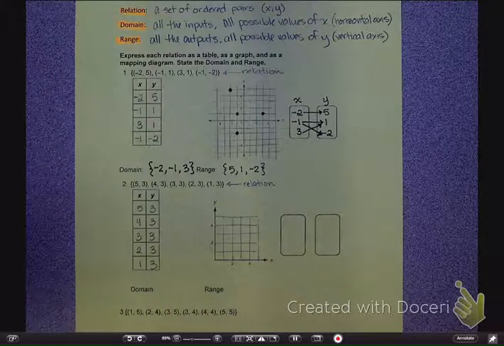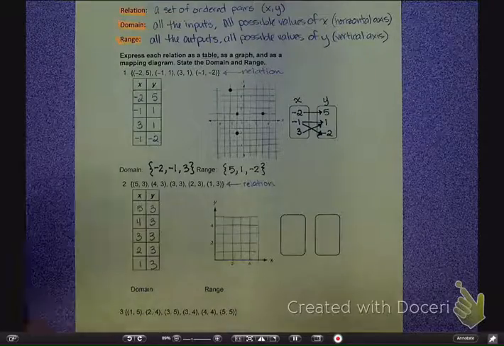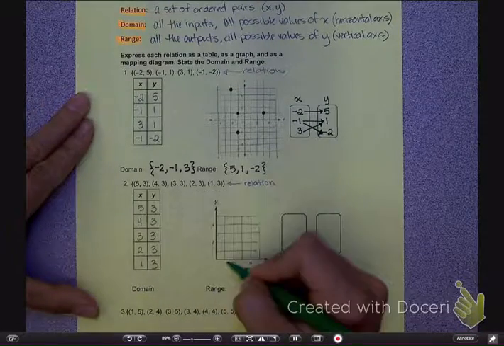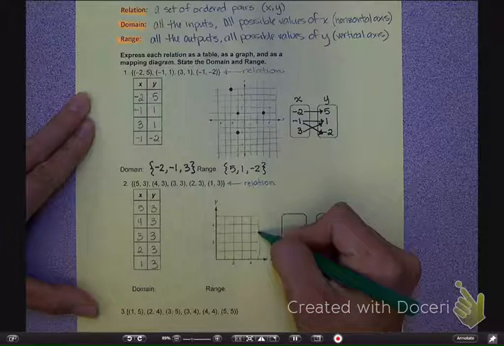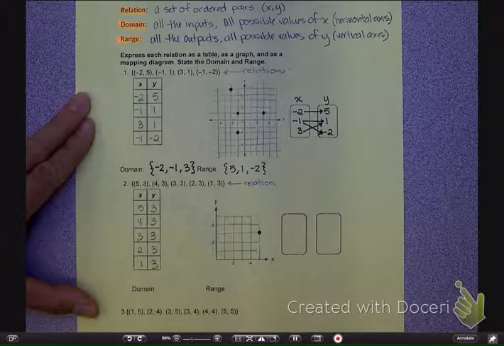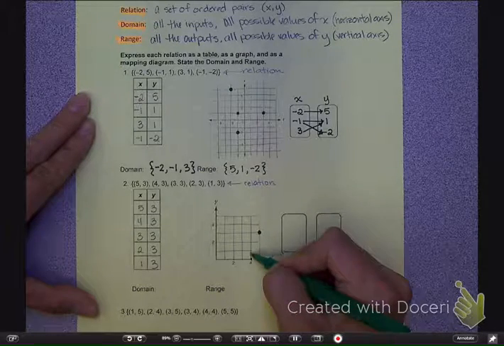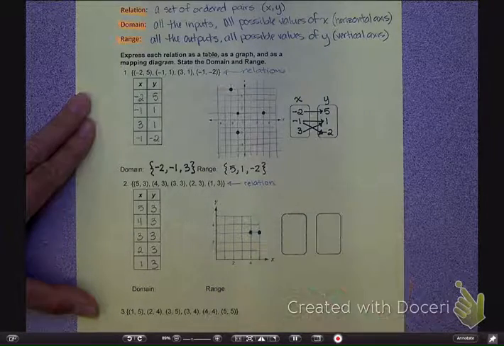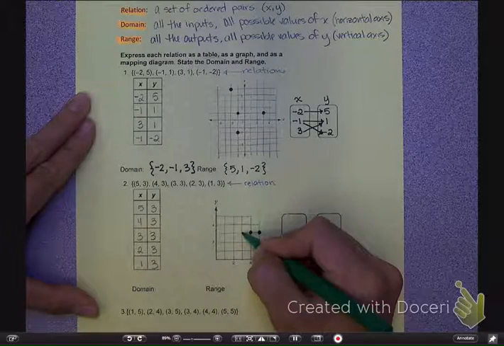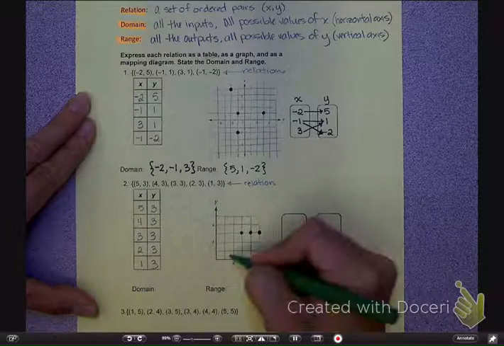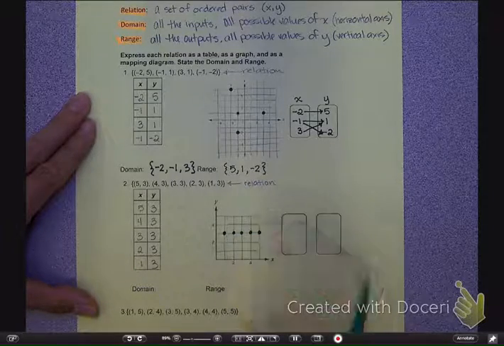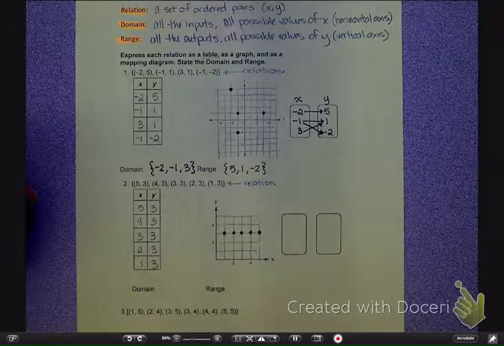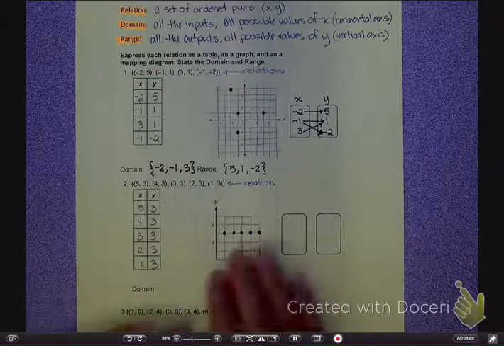Okay. Next, we're going to go ahead and graph each of those points. So this says over 5, 1, 2, 3, 4, 5, up 3. There's your first ordered pair. Over 4, up 3. Over 3, up 3. Okay, over 2, up 3. And last, over 1, up 3. Okay. All right, so there's my set of ordered pairs.